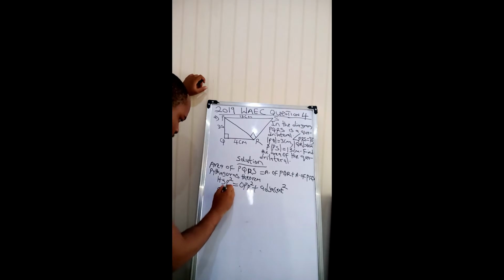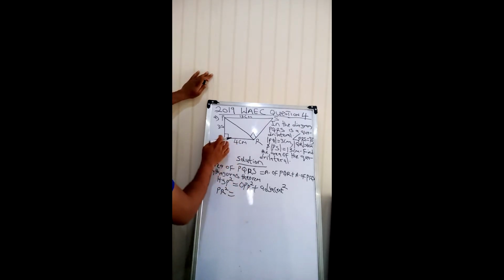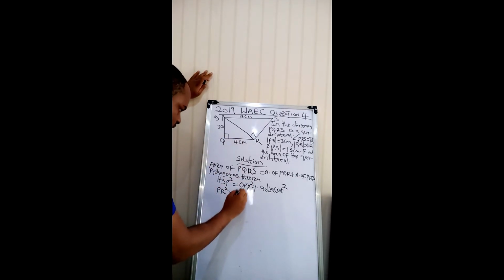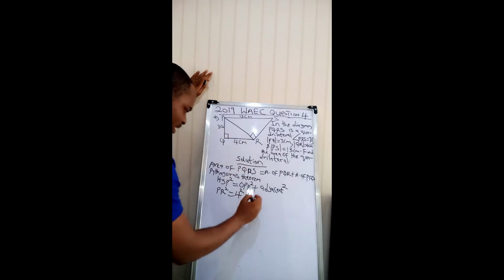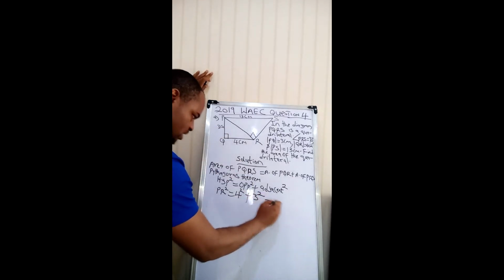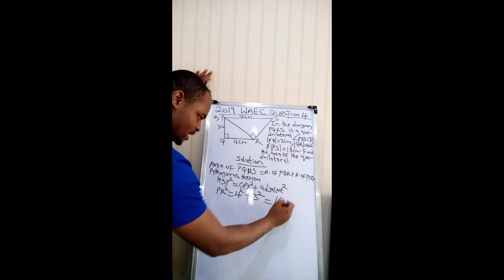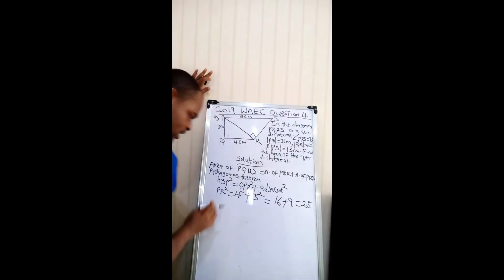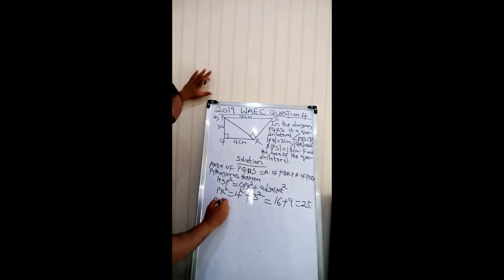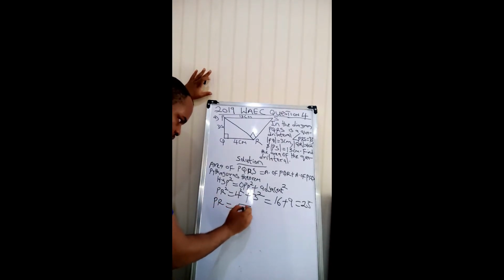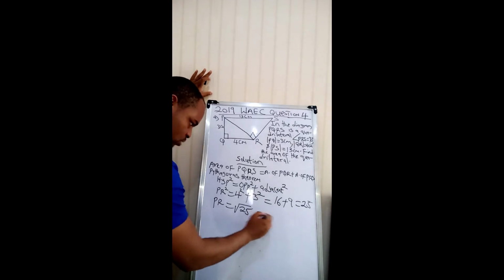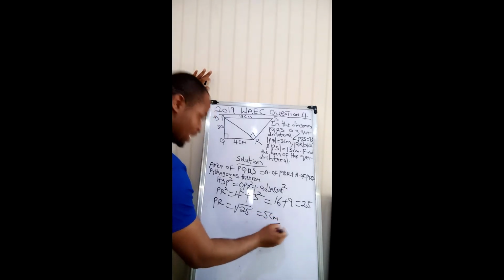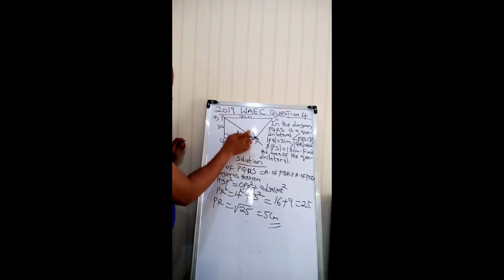My PR squared will be equal to my opposite, take opposite to be this 4 squared, plus adjacent 3 squared. If you do this, 4 squared is 16, plus 3 squared is 9. This will give me 25. So to get my PR, it's the square root of 25, which is 5 cm. Now I've gotten PR, which is this. We've gotten this as 5 cm. Now the next thing is to get what?